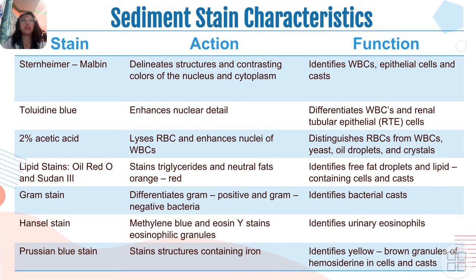Gram stain. Action is differentiating gram-positive and gram-negative bacteria. Function is identifying bacterial casts. Hansel stain. Action is methylene blue and eosin Y stain eosinophilic granules. Function is identifying urinary eosinophils. Prussian blue stain. Action is staining structures containing iron. Function is identifying yellow-brown granules of hemosiderin in cells and casts.